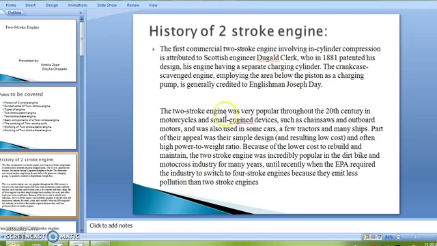The two-stroke engine was very popular throughout the 20th century in motorcycles and small engine devices such as chainsaws and outboard motors, and was also used in some cars, a few tractors and many ships. Because of the lower cost to rebuild and maintain, the two-stroke engine was incredibly popular in the dirt bike and motocross industries for many years, until recently when the EPA required the industry to switch to four-stroke engines because they emit less pollution than the two-stroke engine.